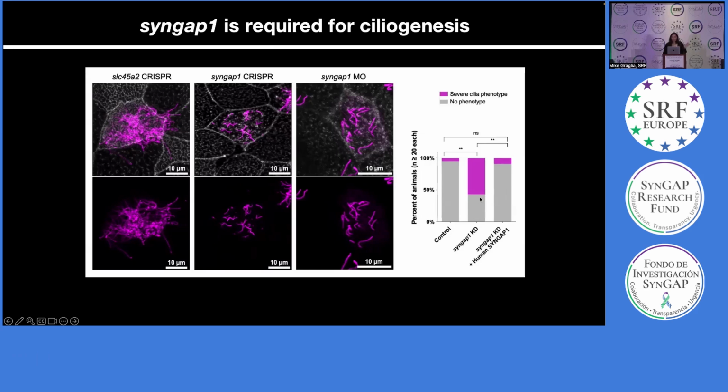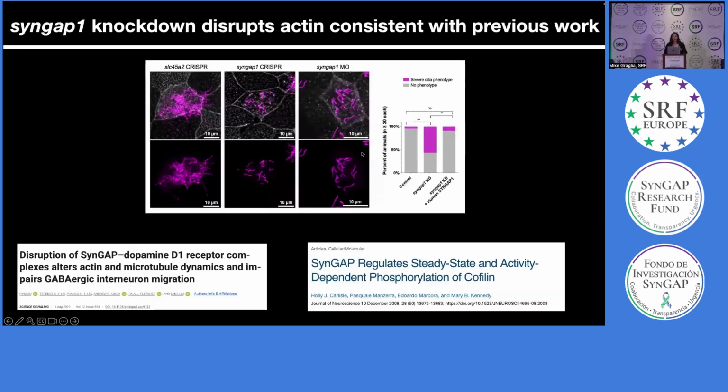One other thing I'd like to point out here is you can see here in white, that white labeling is the phalloidin, which represents the actin network. And you can see that it's pretty substantially disrupted, which was validating to see because this is consistent with previous work showing that SYNGAP1 regulates actin dynamics.